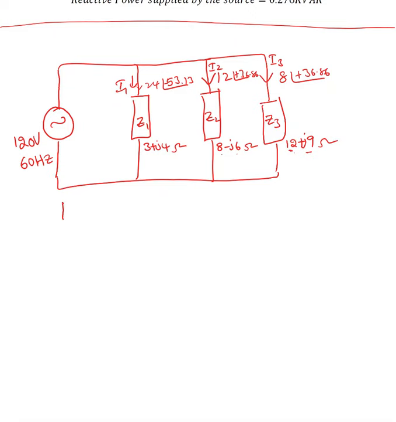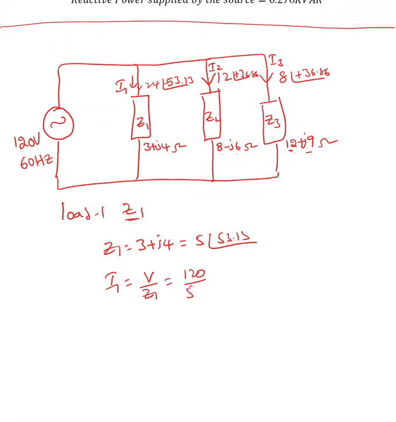So load 1, let me find Z1 equal to 3 plus J4. When I convert this into polar format, it is 5 at an angle of 53.13. Now all these three are in parallel, so voltage must be same. So I1 must be V over Z1, which is 120 divided by 5 at an angle of 53.13. That must be 24 at an angle of minus 53.13 ampere.